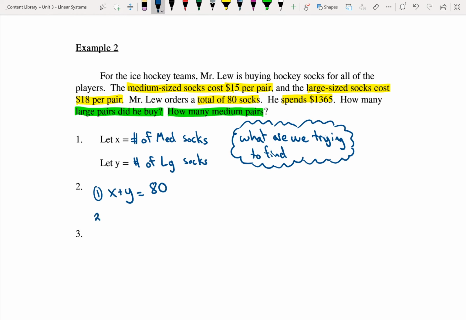For the second equation, rather than dealing with the actual numbers, we're dealing with the cost. So for the medium socks, it was $15 per medium sock, and then plus $18 per large sock, and in total you spend $1,365. So that's my second equation.